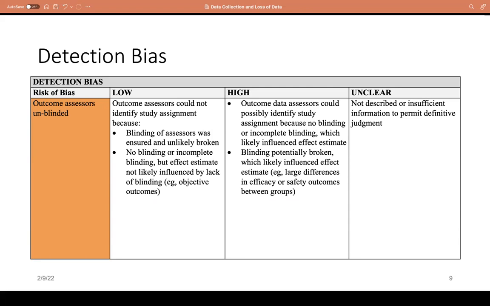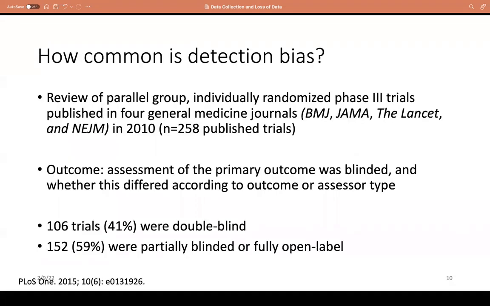High risk is when outcome assessors have the ability to identify whether or not people are receiving the intervention or not, or if it's not possible to blind people, or the blinding could potentially be broken fairly easily. And then as I think you'll see, often it's not clear. It's either just not described very well, or there's insufficient information for you to be able to make this decision.